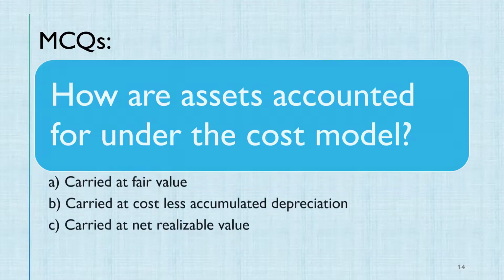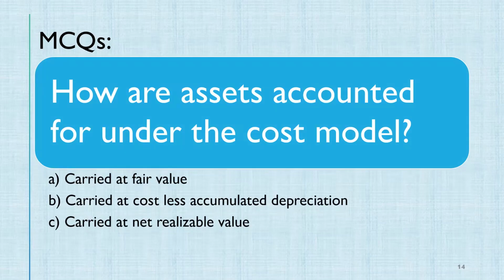Question number 2. How are assets accounted for under the cost model? Carried at fair value, carried at cost less accumulated depreciation, carried at net realizable value. And the correct answer is option B. The assets are accounted under the cost model at cost less accumulated depreciation.